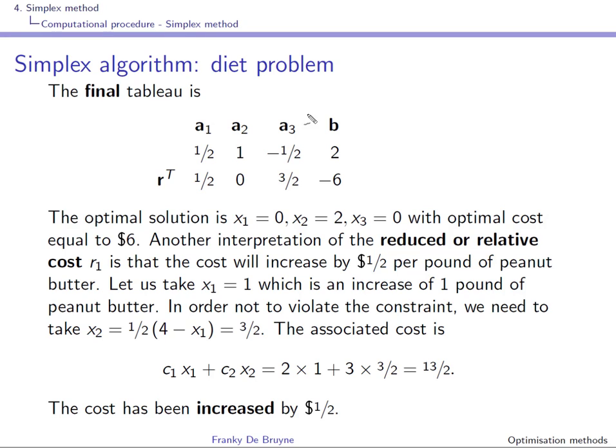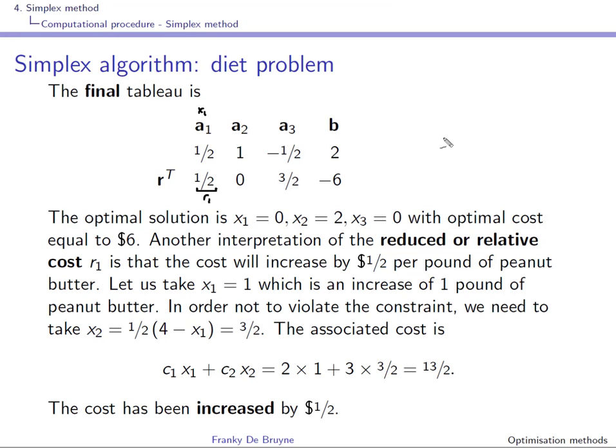So in this final tableau we can again have a look at the interpretation of R1. R1 is associated to x1, which is an operational variable. So R1 is called a reduced or a relative cost. And in this case, R1 is equal to a half. So this means that if you increase x1 by 1 unit, and of course you take into account the constraints, we'll have to adapt x2, well, the cost will increase by a half, right?